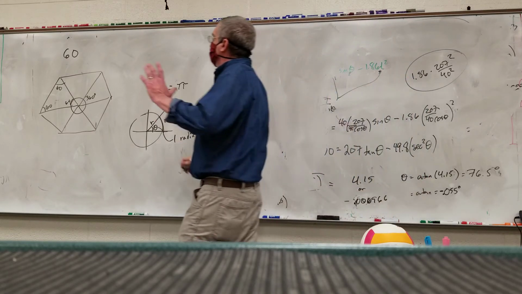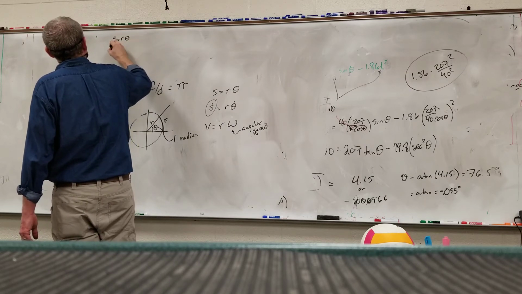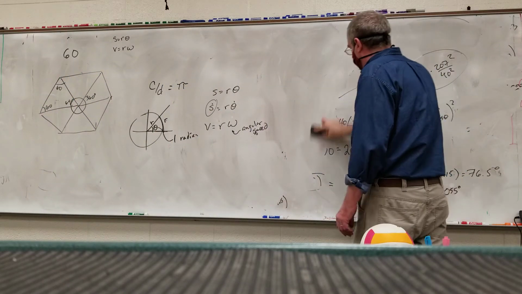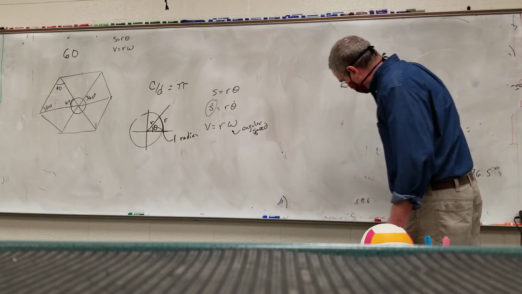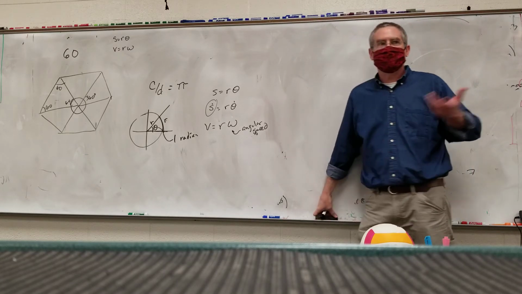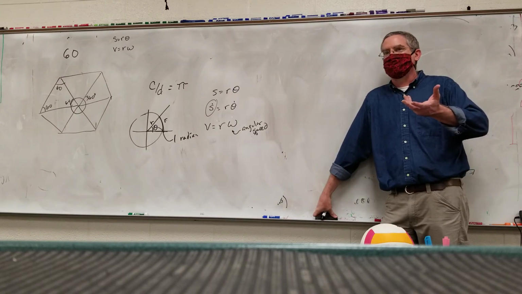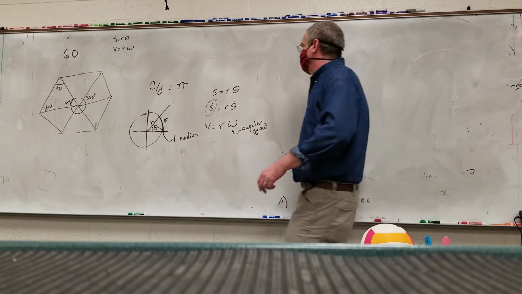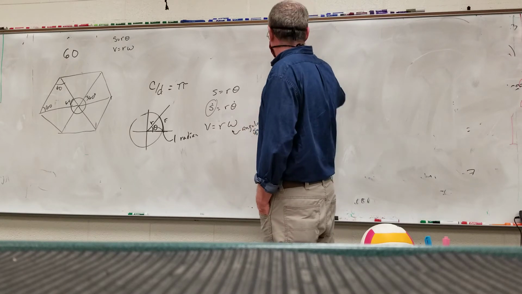I want to put that on the side burner for just a second. So we have S is equal to R theta, V is equal to R omega. About to do a derivation here. So the question is, do we want to do the calculus derivation or the non-calculus derivation? I think Marisol is speaking for all of you. Dealer's choice. All right. Let's go calculus.